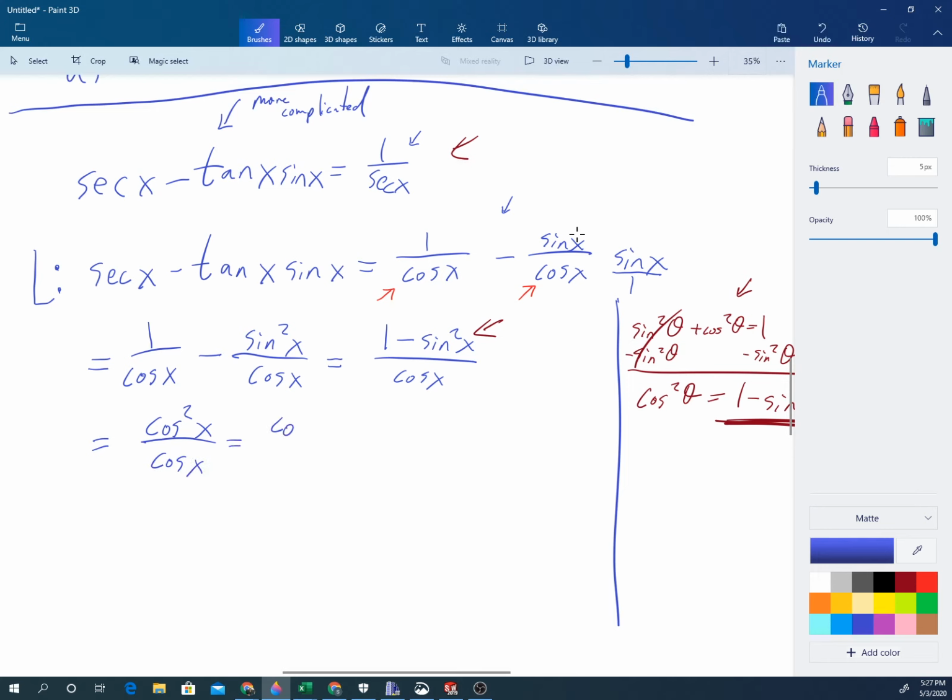And since this is cosine times cosine over cosine, one of my cosine sets will cancel, and I get cosine, which, according to my reciprocal identities, is the same thing as 1 over secant of x.